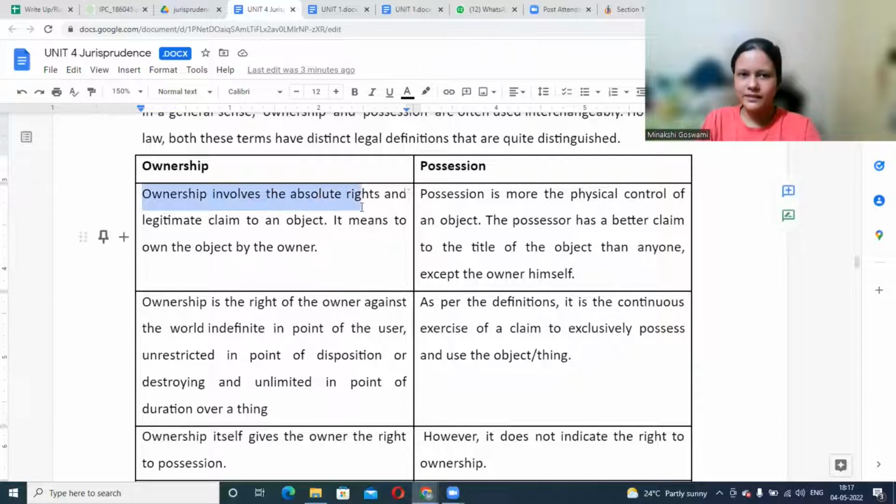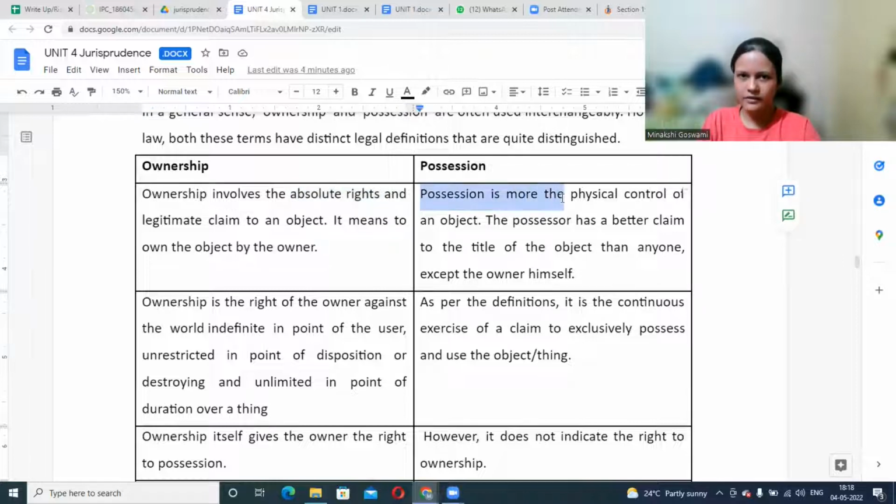Ownership involves the absolute rights and legitimate claim to an object. It means to own the object by the owner. In case his rights are being violated, he will even go to the court and file a case. We see title suits being filed, that I am the owner of this certain property, somebody else is taking possession of it, right? So ownership is an absolute right. All the rights are given to him and he can claim his ownership over the object. If it is a plot of land, if it's an apartment, he can claim his ownership as well. It means to own the certain thing, whatever it is, right? Movable, immovable property, whatever it is, to own that thing.